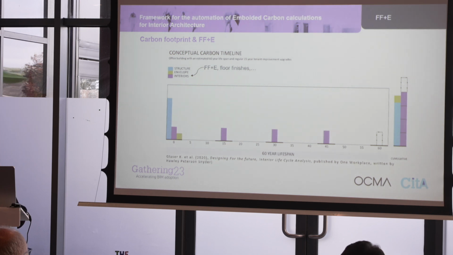So you can see here on this diagram, in blue and in green is the structure and envelope, which is represented at year 0, so the end of construction rather, and the embodied carbon there is very high in comparison to the interiors in purple. But when you look at 60 years, with all those refurbishments, the cumulative impact of the FF&E is actually very important. In this diagram, it's even higher than the structure and envelope.